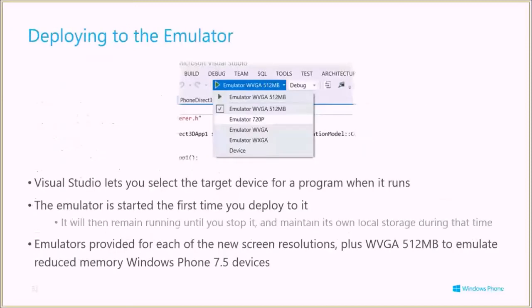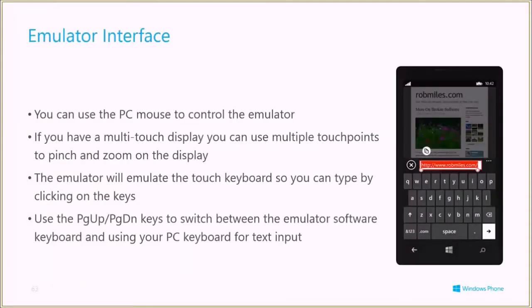Emulator orientation, we'll show that in a moment in the demo. You can even take pictures from the emulator. You can specify the location from your emulator, so you can generate location data for your application. You can use pins for that as well.